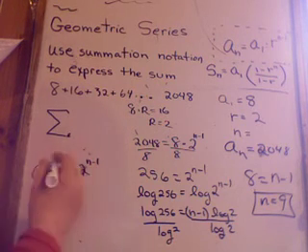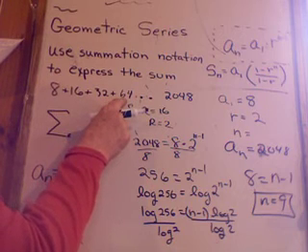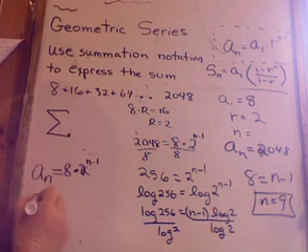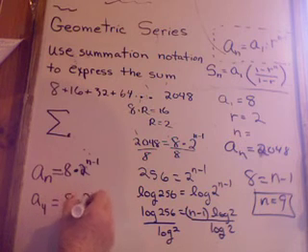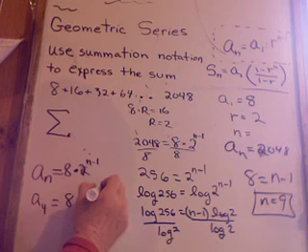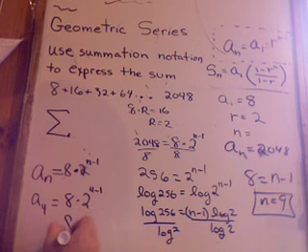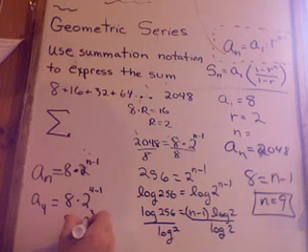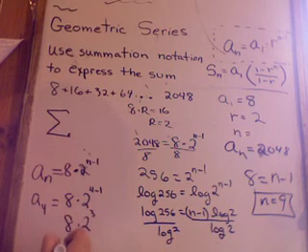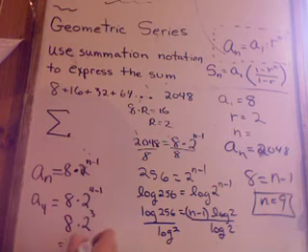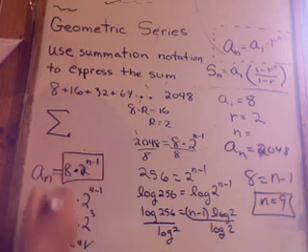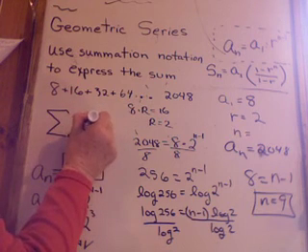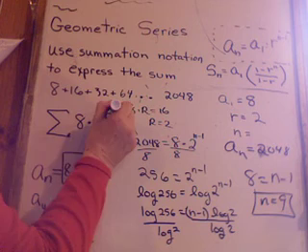Now, let's test that. Remember we figured out 64 is the 4th term. So a sub 4 would equal 8 times 2 to the 4 minus 1. Well, that's 8 times 2 to the 3rd. What's 2 to the 3rd? 2 times 2 is 4 times 2 is 8. 8 times 8? 64. Ooh, it checks. So our equation for a sub n is correct. So that's what goes here. 8 times 2 to the n minus 1.